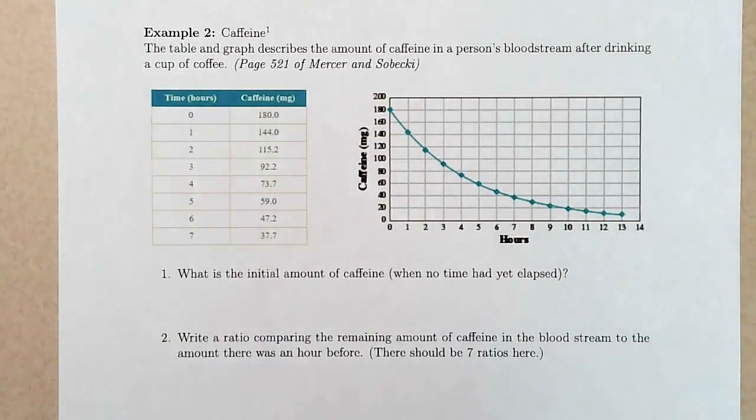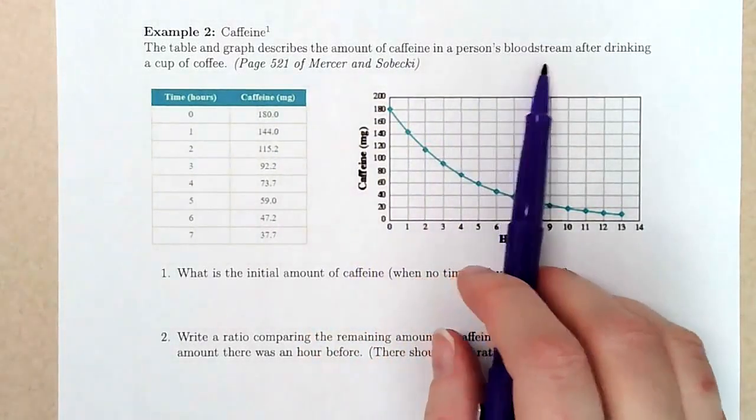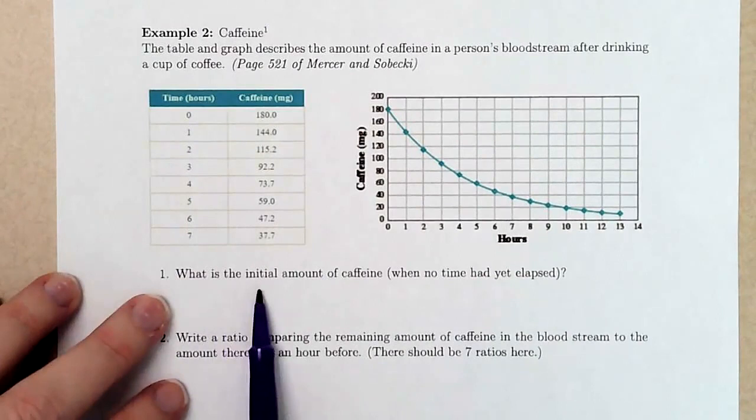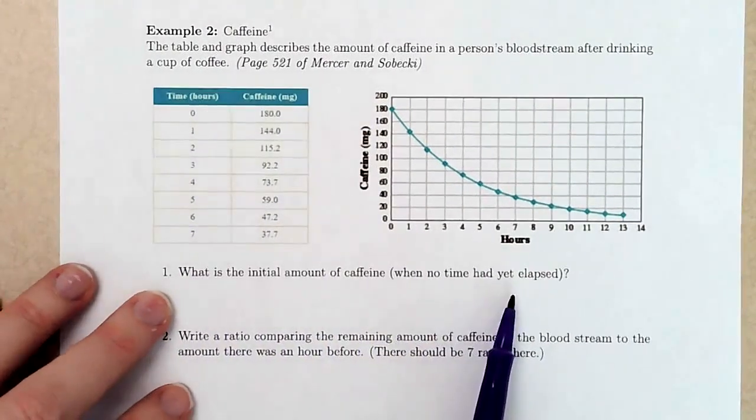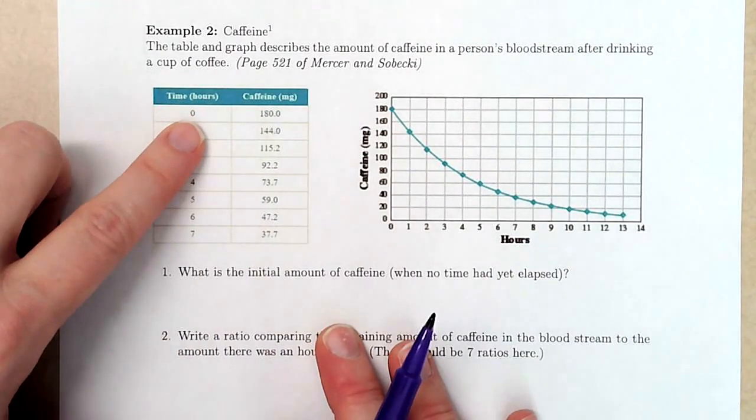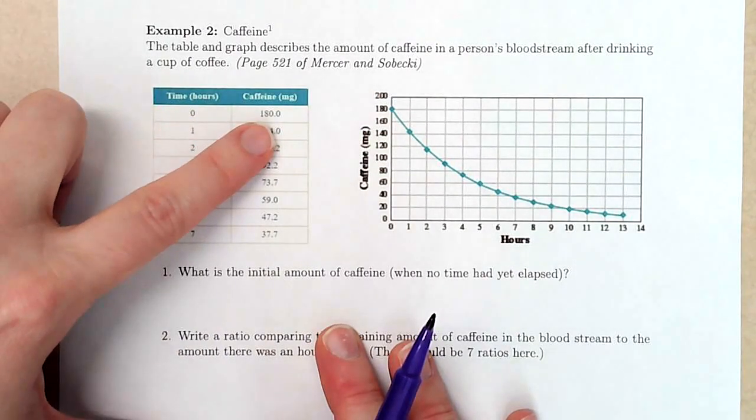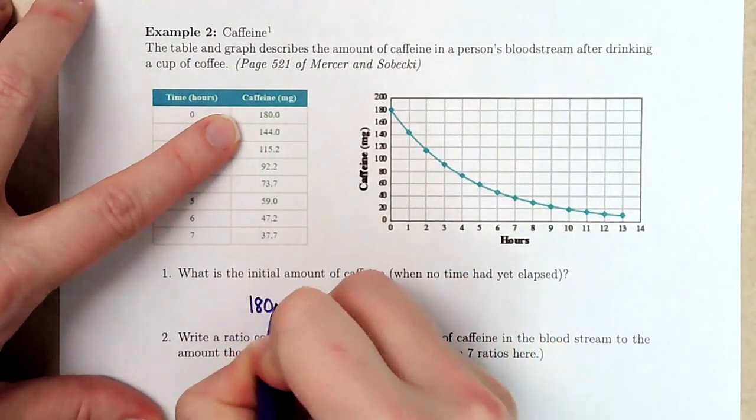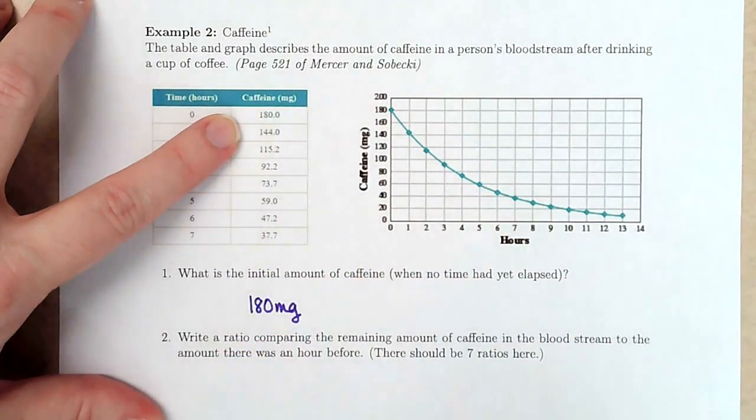Let's do example 2, where it talks about the amount of caffeine in a person's bloodstream after drinking a cup of coffee. Okay, so it says, what is the initial amount of caffeine when no time has yet elapsed? Well, when no hours have gone by, there are 180 milligrams of caffeine in this person's bloodstream.